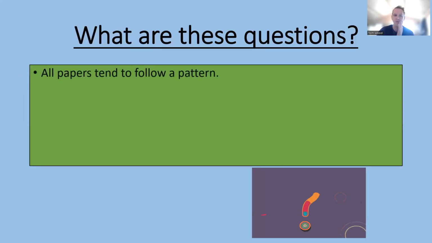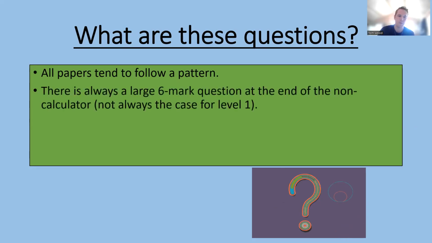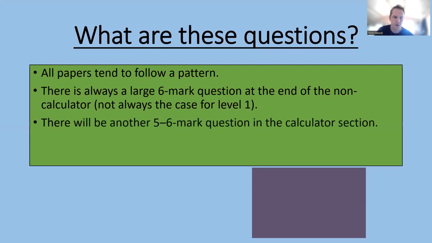So what are these questions then? All of the papers tend to follow a bit of a pattern. There is always going to be a large 6-mark question, and it tends to be at the end of the non-calculator paper. It's more common with the level 2 papers, but it's quite a common trend that we have a 5, maybe 6-mark question at the end of the non-calculator paper. So that's something to bear in mind.